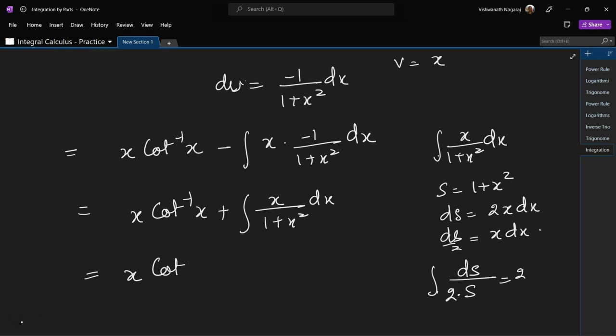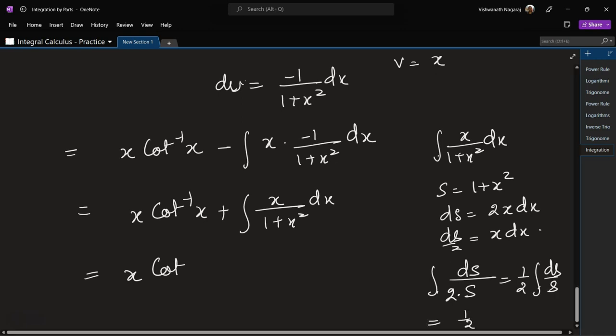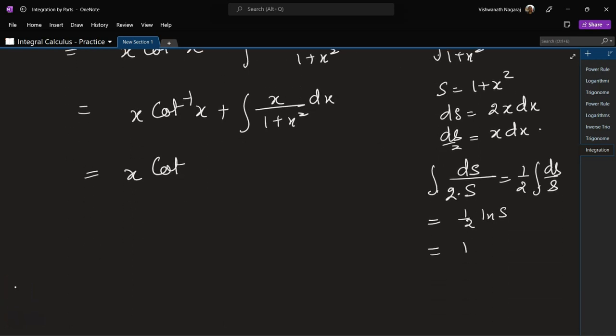So this would be 1 by 2 integral of ds by s, which is equal to 1 by 2 natural log of s, which is nothing but 1 by 2 natural log of 1 plus x square. So this will be x cot inverse of x plus 1 by 2 natural log of 1 plus x square. This will always be positive because of x square, and it's an addition. So this will always be positive. Plus c. So this gives us the integral.